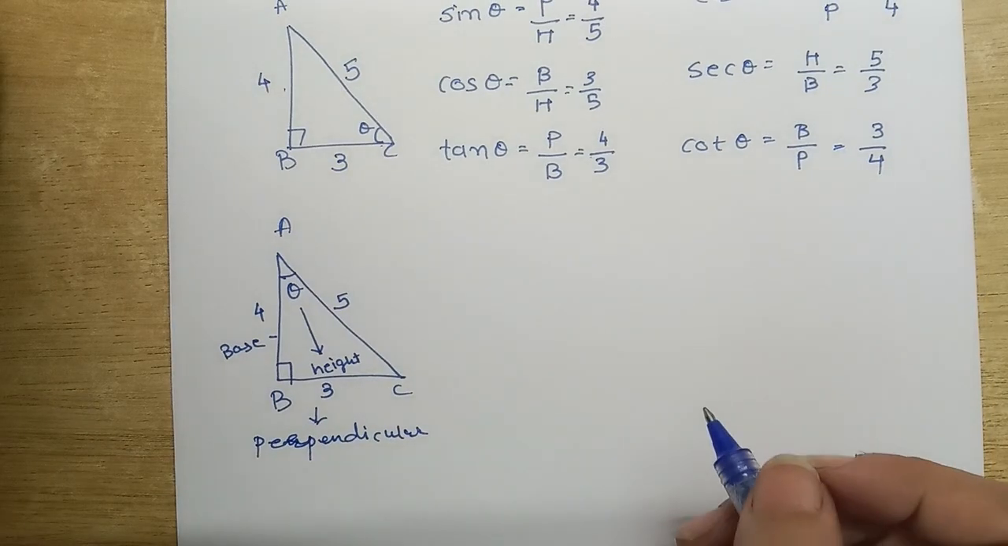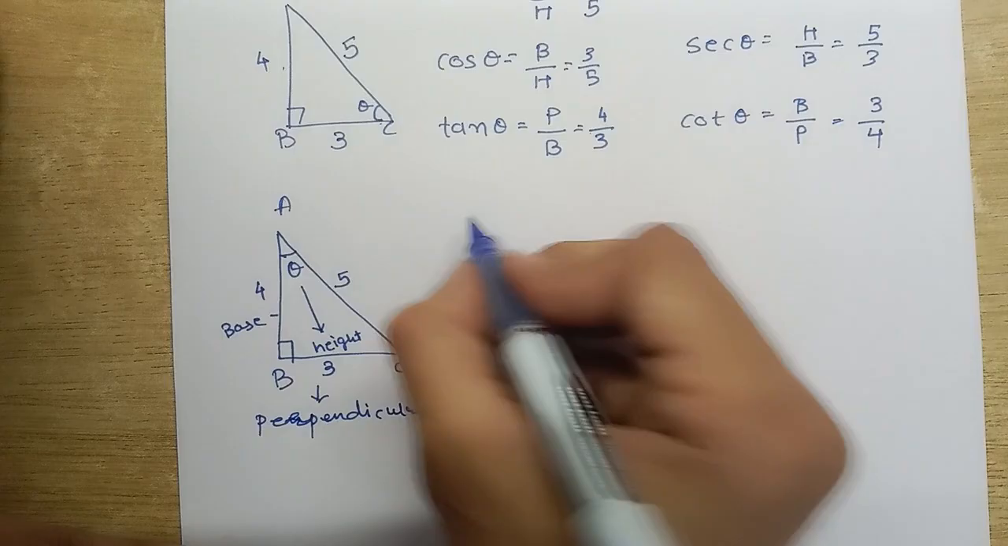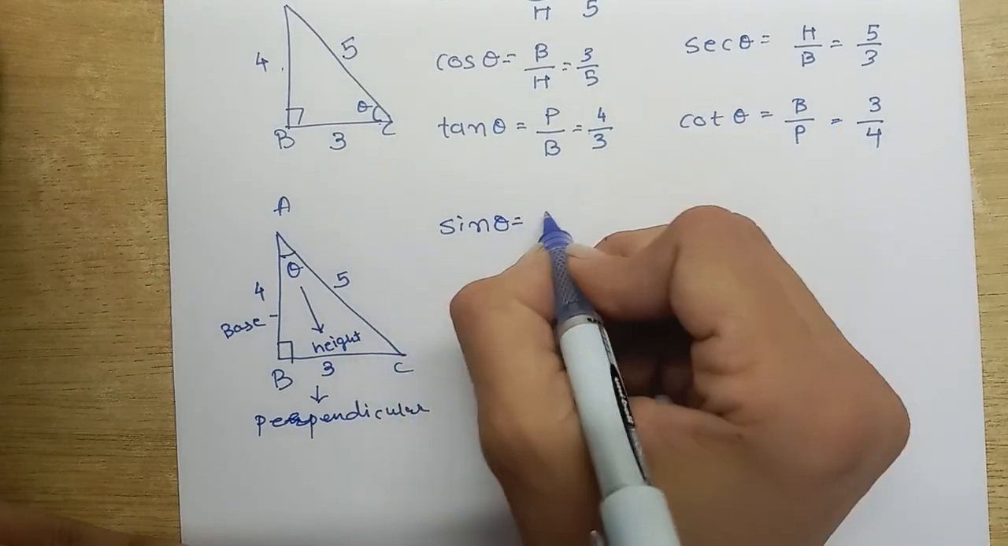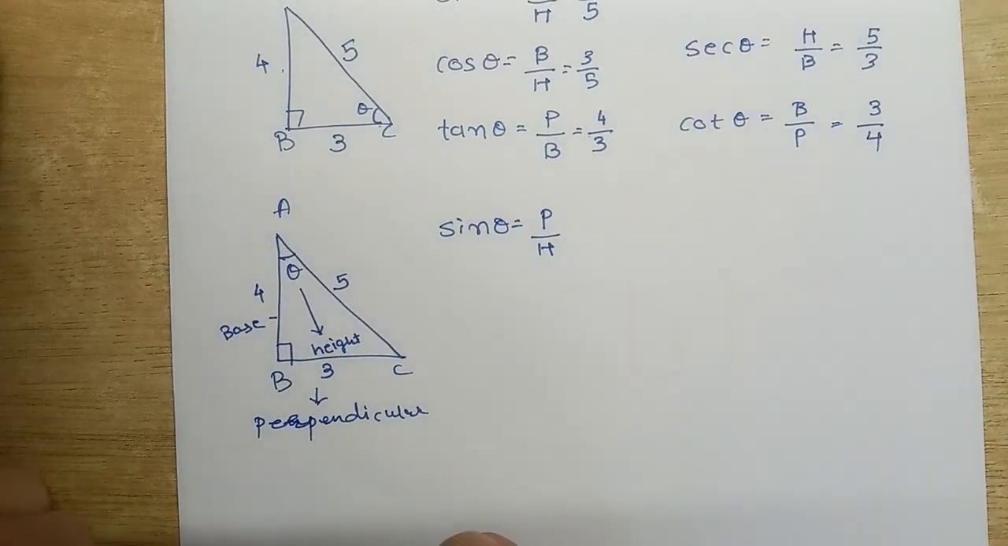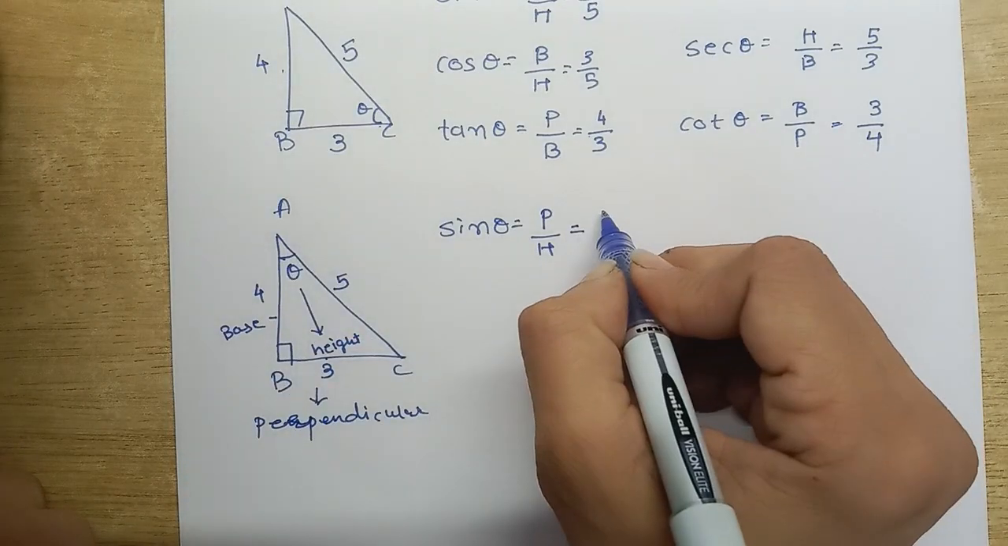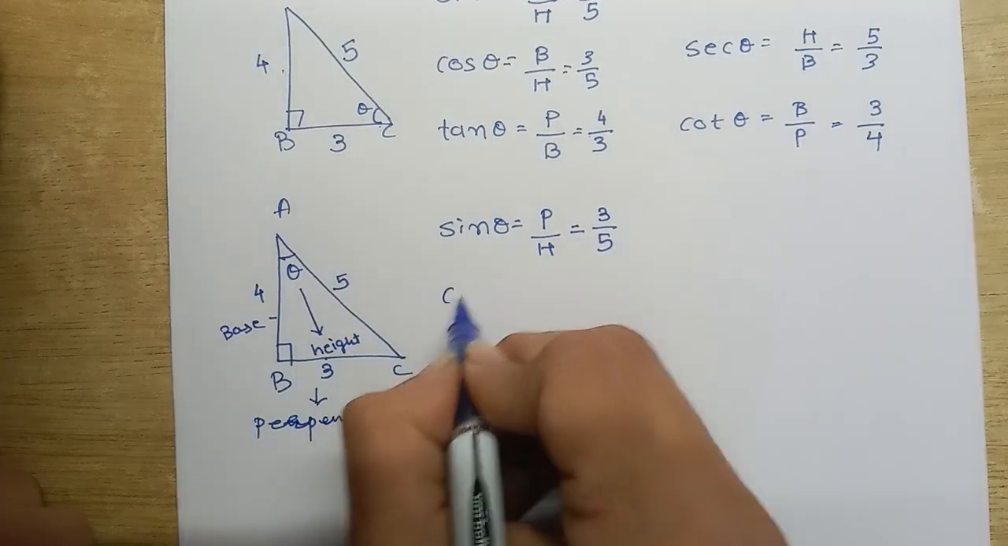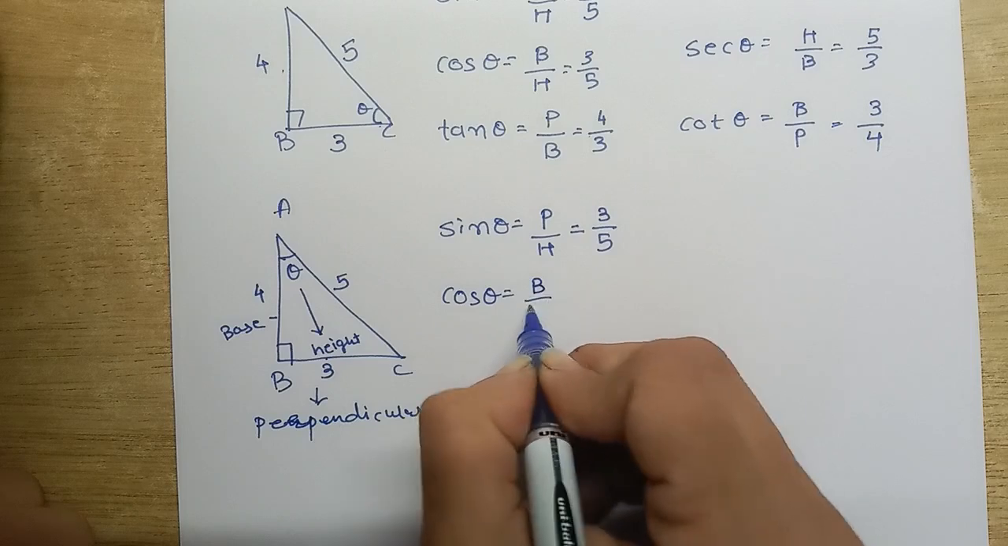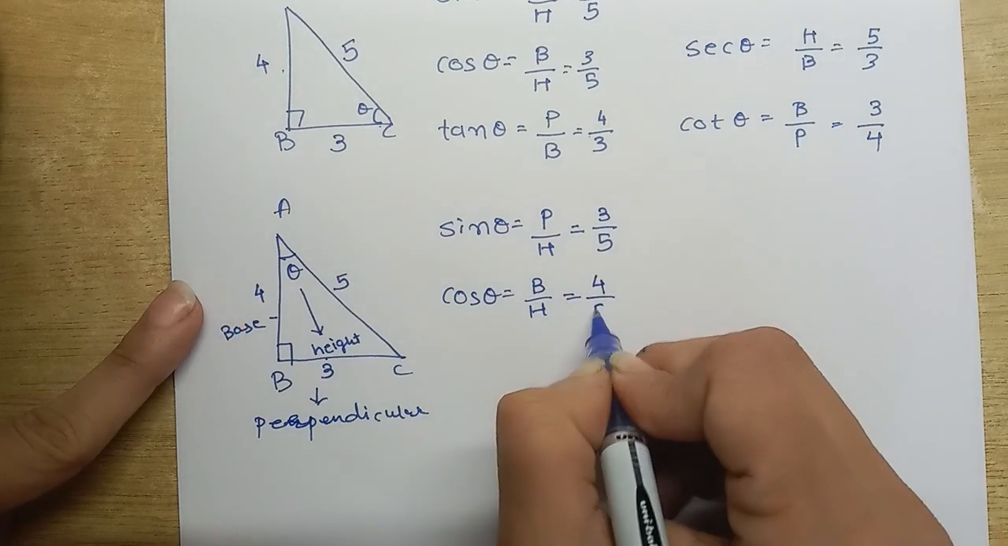So now let's find out the ratio as per this angle. Sin theta is equal to P upon H. Now what is P? This is P. Opposite of the notified angle is P, which is 3 upon 5. Cos theta, base upon hypotenuse. Here base is 4 upon 5.